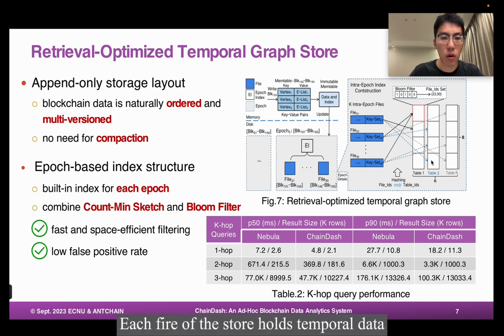Each file of the store holds temporal data within a specific block height range, and multiple consecutive files logically belong to the same epoch.